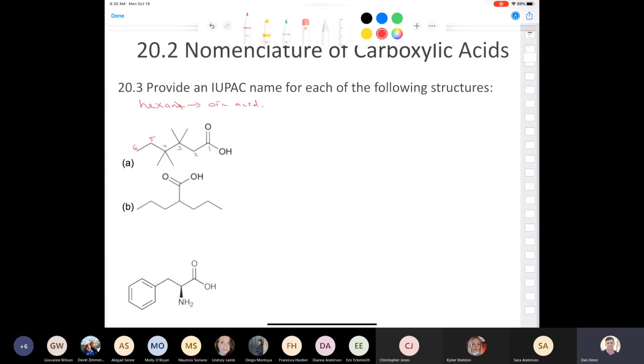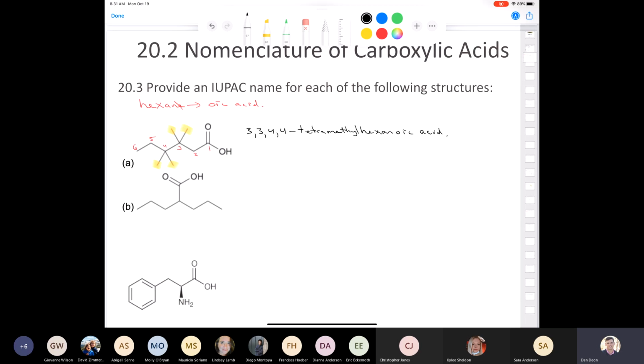And you can see that we have a total of 4 substituents. They're all identical. We got 2 methyl groups here and 2 methyl groups here. 2 of them are on carbon 3, 2 of them are on carbon 4, and so this molecule would be 3,3,4,4-tetramethylhexanoic acid.